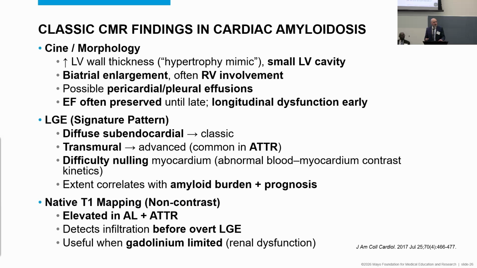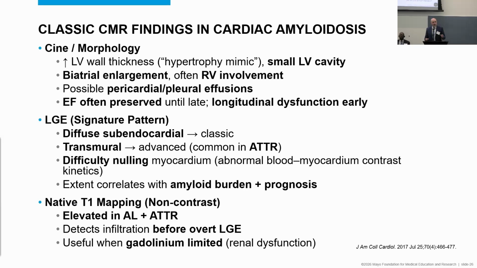When we're looking at this, we talked about, again, you get increased wall thickness. We don't call it hypertrophy, it's a hypertrophy mimicker. So in our echo lab, we always comment on increased wall thickness rather than left ventricular hypertrophy, because it's not the actual myocardium that hypertrophies with AL amyloidosis, it's the extracellular deposition that actually makes the walls look thick.